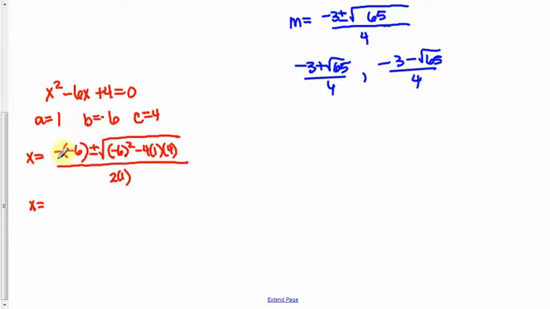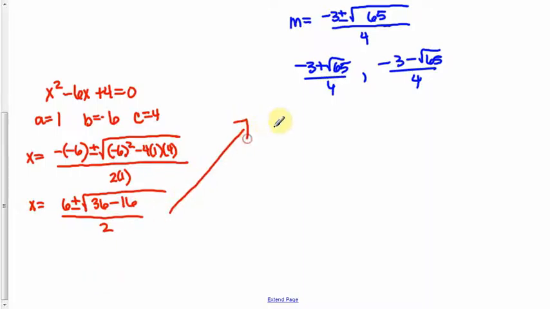That's positive 6. Negative negative 6 is positive 6. Plus or minus the square root of negative 6 squared is positive 36. And negative 4 times 1 times 4 is minus 16, all over 2. I'm going to continue over here with my work. X equals 6 plus or minus. The next step would be subtraction. The square root of 20 all over 2.